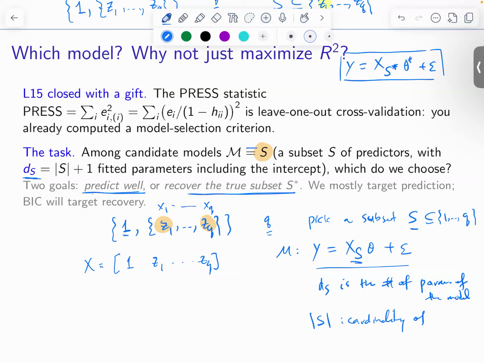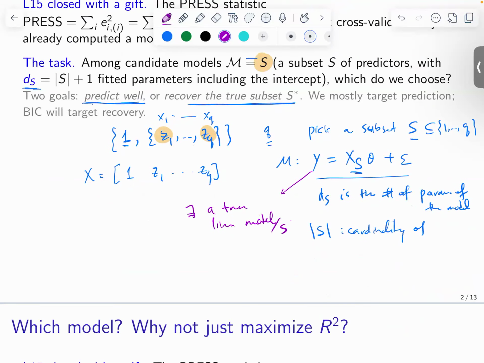So let's say there exists a true model, a true subset S star, such that Y is X S star theta plus epsilon. Then I would like to be able to recover this S star. This is called subset recovery or support recovery. And this is generally much harder, and it requires you to assume that there exists such a model. The prediction criteria does not in general require you to have actually a linear model.